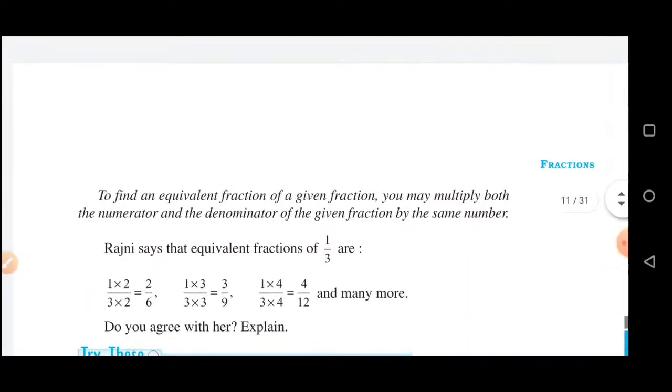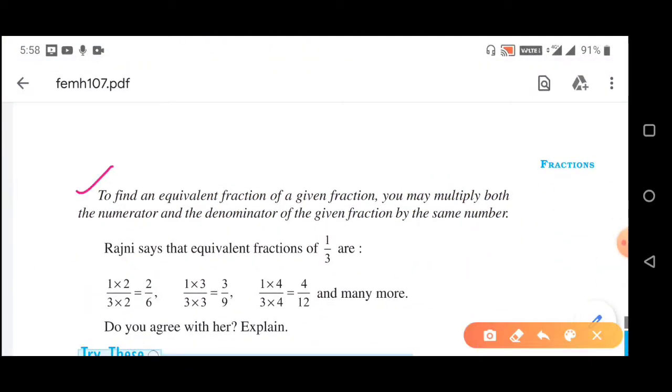So here it is given that to find an equivalent fraction of a given fraction, you may multiply both the numerator and the denominator of the given fraction by the same number. So here the example given is 1 by 3. Here 1 is the numerator and 3 is the denominator. Now we can multiply both the numerator and denominator of the given fraction by a same number.